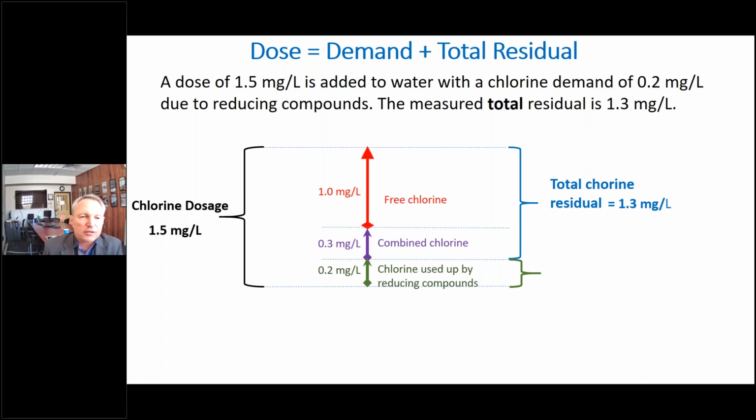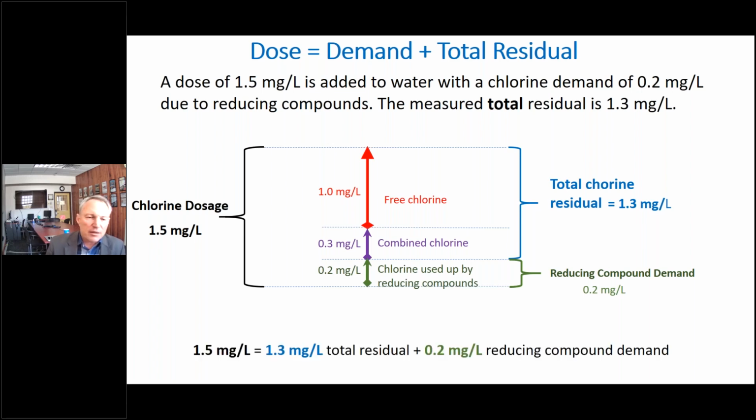So let's take a look at this. Notice that that total residual of 1.3 milligrams per liter includes the free chlorine and some combined chlorine. And in the green at the bottom, we're representing that 0.2 milligrams per liter that was used up. So the total chlorine measures the combined and the free, but it cannot measure the amount of chlorine that was destroyed by reducing compounds. Now let's look at the same dosage using a free chlorine test in the next slide. You see at the bottom, if we were to write this as an equation, dose equals residual plus demand.